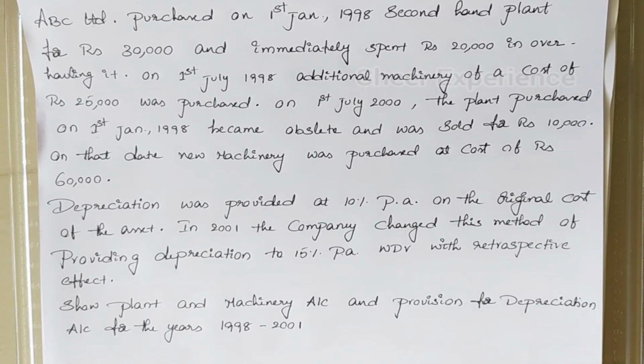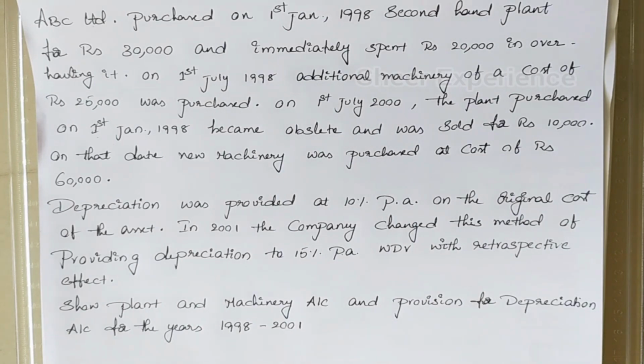ABC Limited purchased on 1st January 1998 a second-hand plant for Rs 30,000 and immediately spent Rs 20,000 in overhauling it. On 1st July 1998, additional machinery at a cost of Rs 25,000 was purchased. On 1st July 2000, the plant purchased on 1st January 1998 became obsolete and was sold for Rs 10,000. On that date, new machinery was purchased at a cost of Rs 60,000.